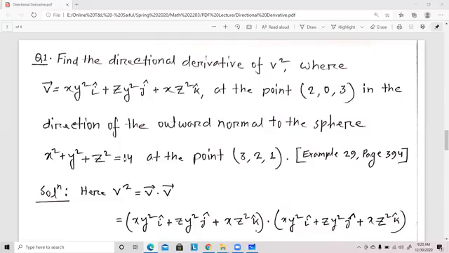Outward normal to the sphere. So how could you find the normal to the sphere? We already read the definition of normal in the previous class.